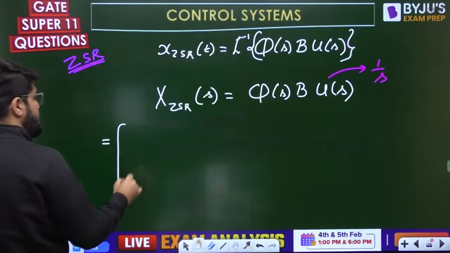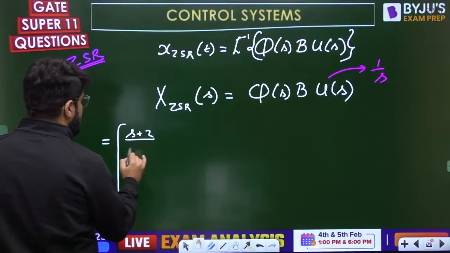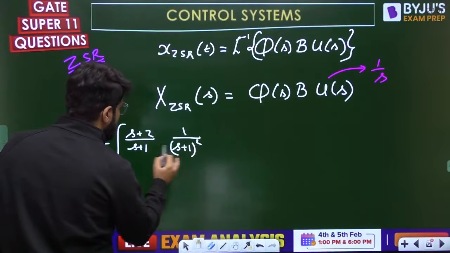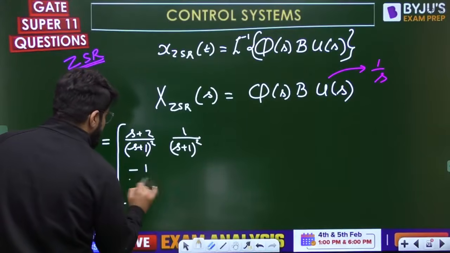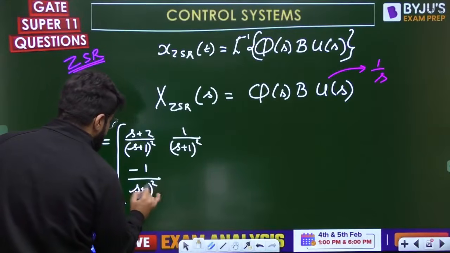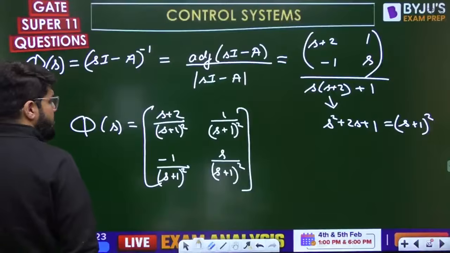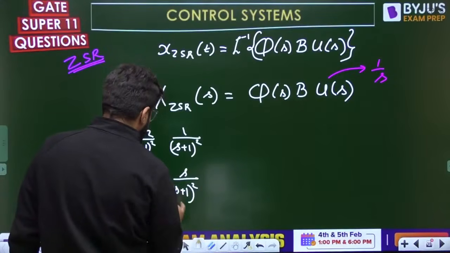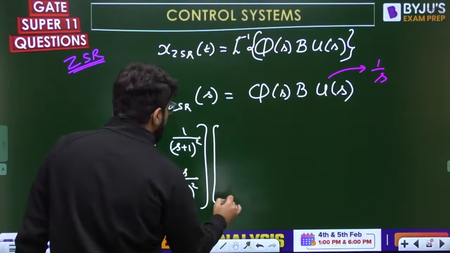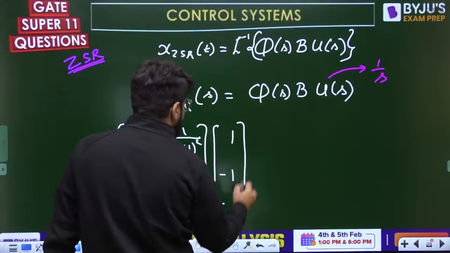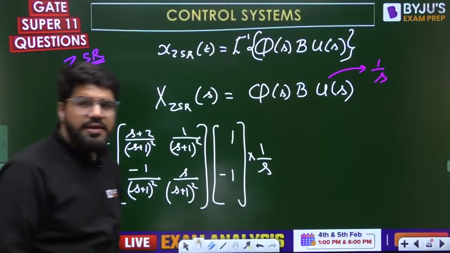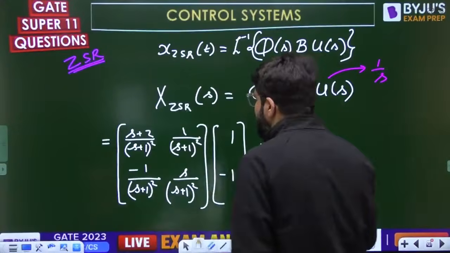(s plus 2) upon (s plus 1) whole square, 1 upon (s plus 1) whole square, minus 1 upon (s plus 1) whole square, and lastly s upon (s plus 1) whole square, multiplied by B, which is 1 minus 1, multiplied by Laplace transform of the input, which is 1 by s. Okay. Now here just multiply.